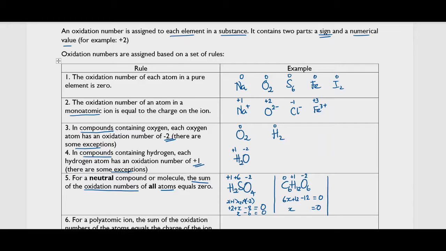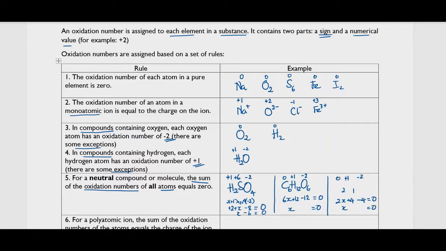Let's do one more. We're going to do vinegar. So vinegar is C2H4O2, which is the molecular formula. So oxygen is negative 2 each, so 2 oxygen is negative 4. Hydrogen is positive 1 each, so 4 hydrogen is positive 4. So 2X plus 4 minus 4 equals 0. So once again, the oxidation number of carbon equals 0 in this case.